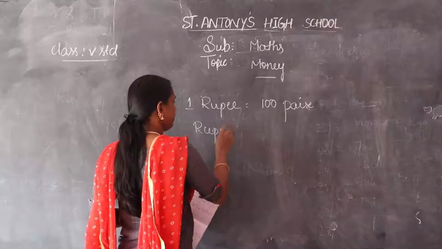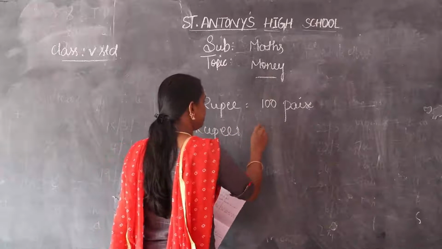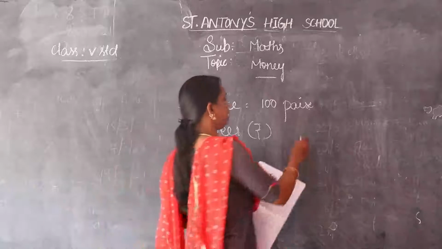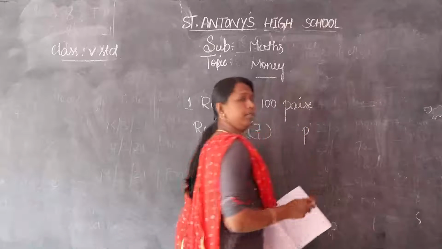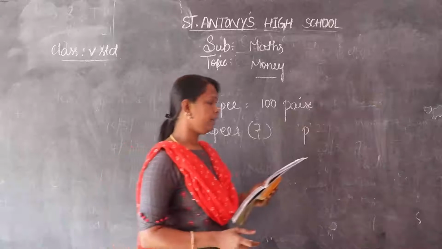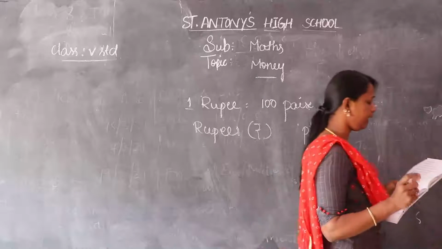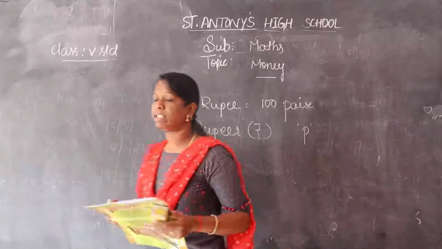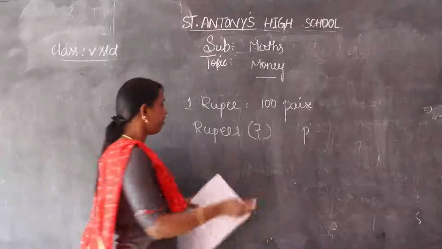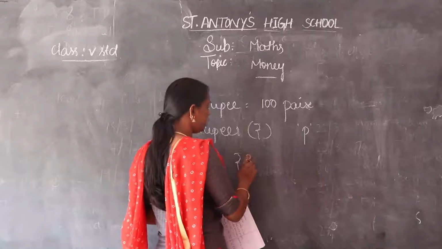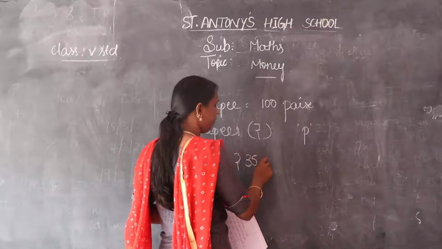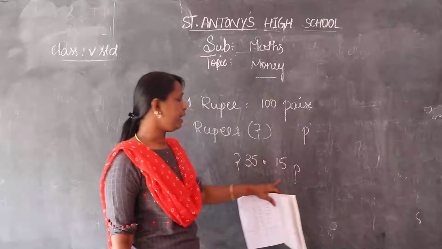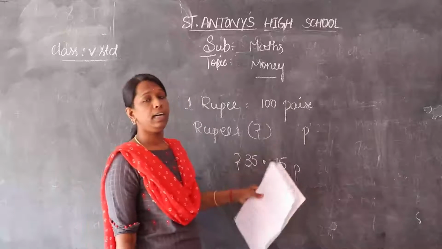Rupees. It is denoted by this symbol. And for the paisa, we write P. For the paisa, we denote the letter P. We write rupees and paisa together, separated by a dot. For example, rupees 35.15 paisa. This rupee and paisa is separated by a dot.